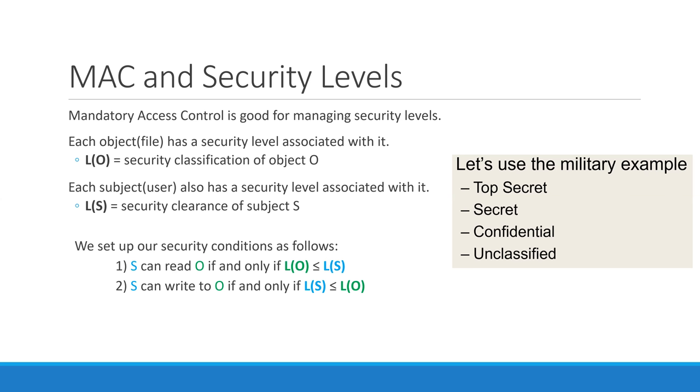For this example, we set up the security conditions as follows. S is able to read file O if and only if the security classification of that subject is greater than or equal to the classification of that file. And S can write to O if and only if the security classification of that user is lower than the security classification of that specific file they're trying to write to.